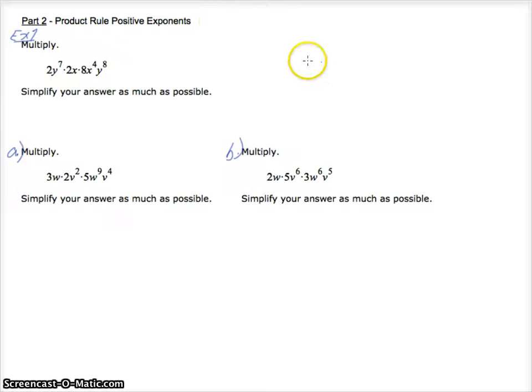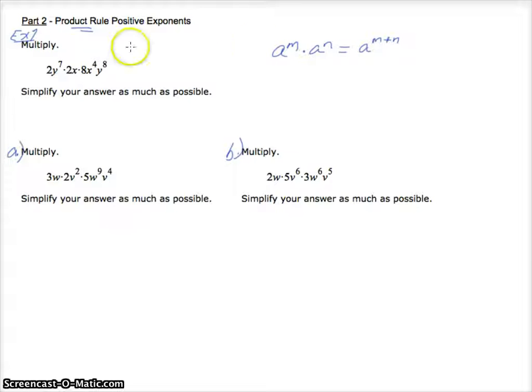Alright, so the product rule states that for any a to the m times any a to the n, we get a to the m plus n, which means we add our exponents when they have the same base. And so what we're going to do is look at variables and multiply them together.